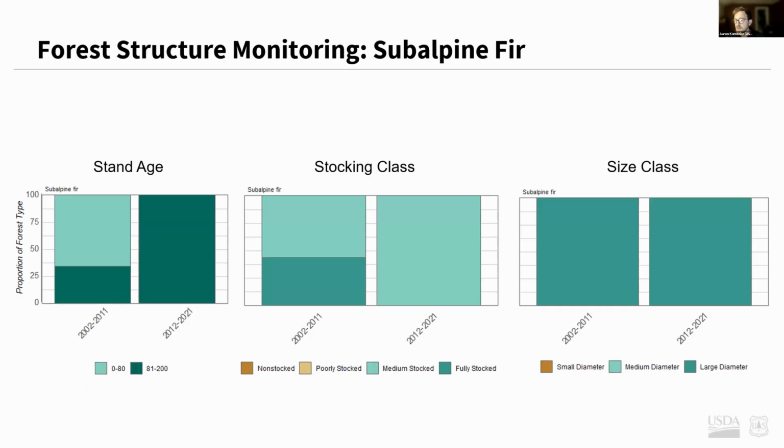So while FIA may not be able to tell us exactly why these changes happened, they do show us the trends. And then we can look at other monitoring reports, such as those we're producing for wildfire, insects and disease, and management activities, and FIA-derived spatial information to dive further into reasons why these may be changing.